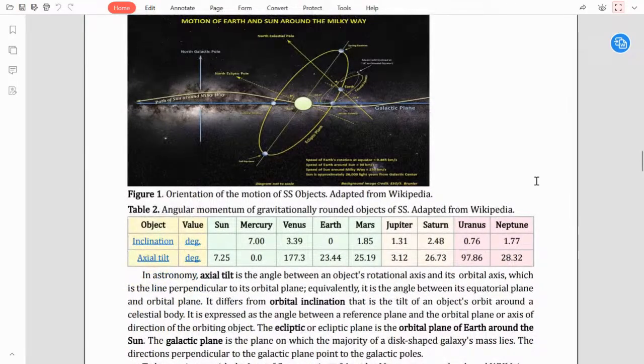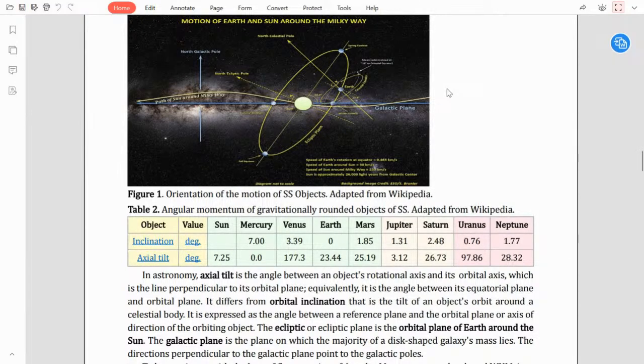Figure 1, orientation of the motion of solar system objects. Let me draw attention to the North Galactic Pole. The North Galactic Pole, look, the direction of this and that, and the North Galactic Pole and celestial pole. Why are they so much different? Why is the angle of the galactic pole so different from the solar and Earth poles?